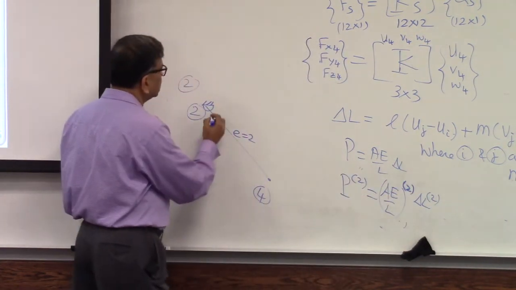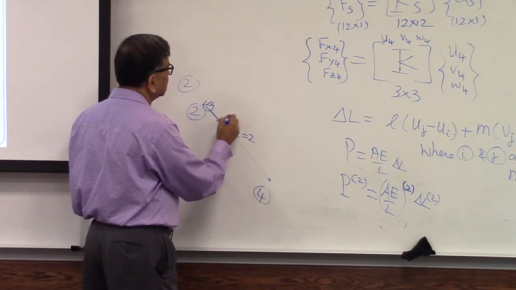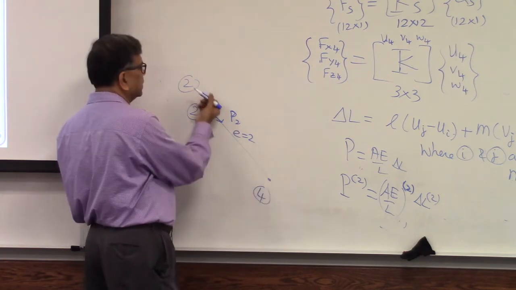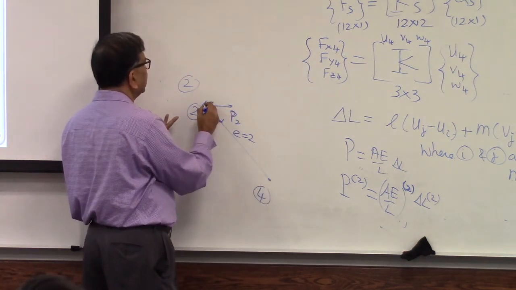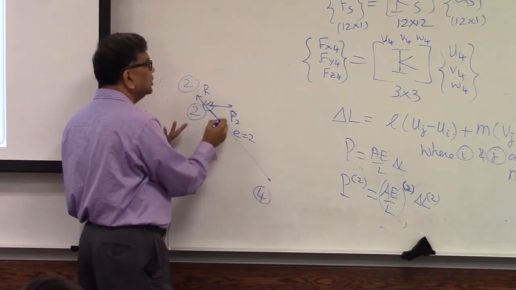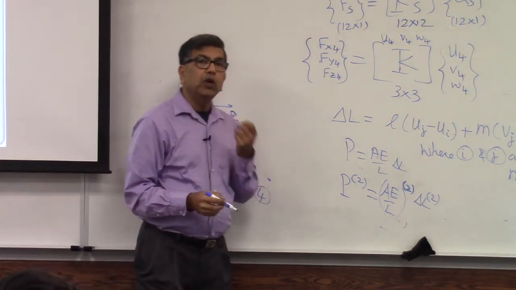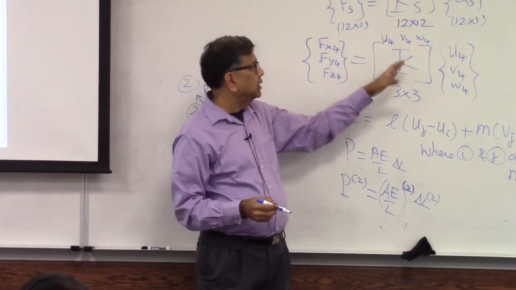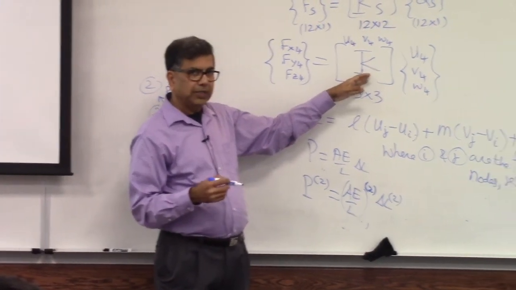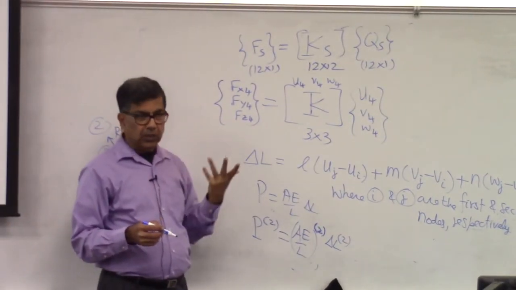Once I calculate P2, basically P2 is acting this way. If it is tension, it is like this. Compression, it is like that. So the reaction is basically the same force. So this is the reaction. In this method, if you don't assemble the structural stiffness matrix, and you assemble the global stiffness matrix directly, you don't have information on the reaction.